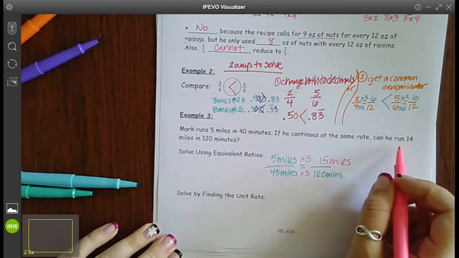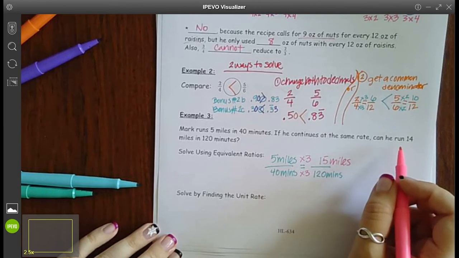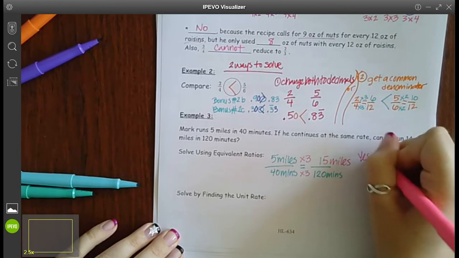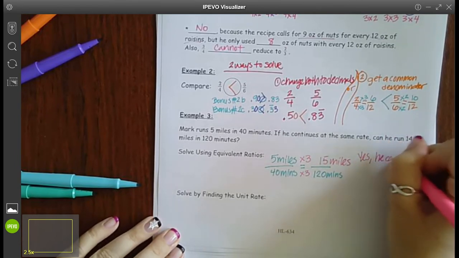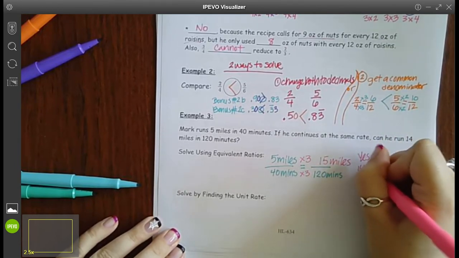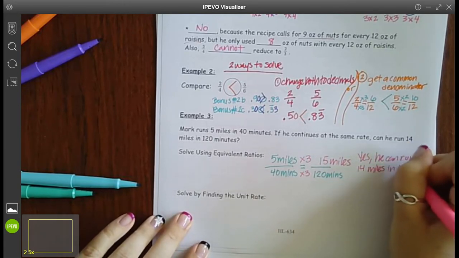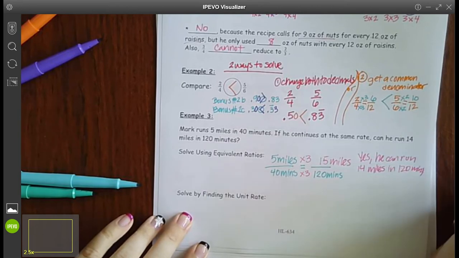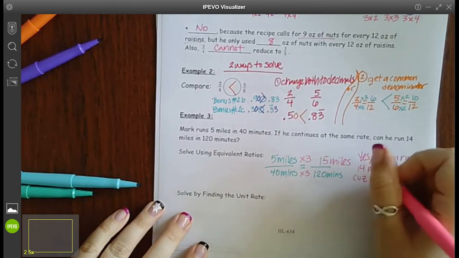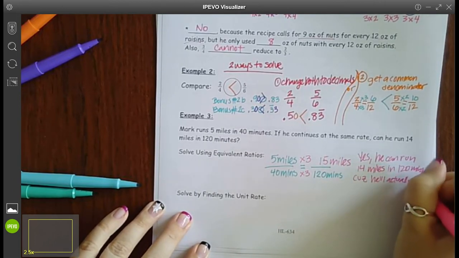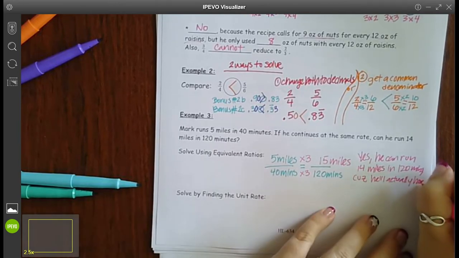Well, they're only asking if he can run 14 miles in 120 minutes. So yes, he can. He can do 14 plus 1 more. Okay? So yes, he can run 14 miles in 120 minutes, because he'll actually have already run 15 miles. Oops.